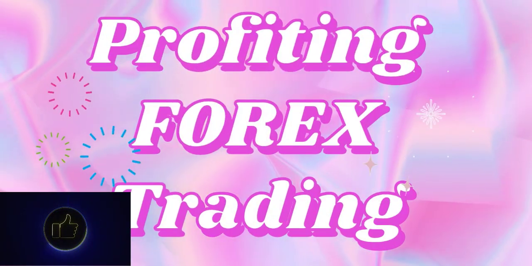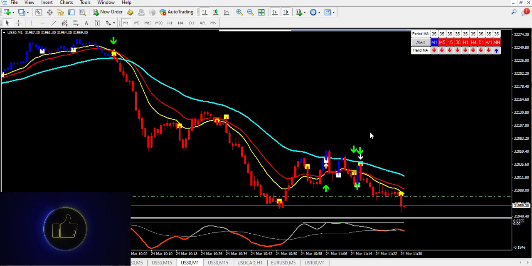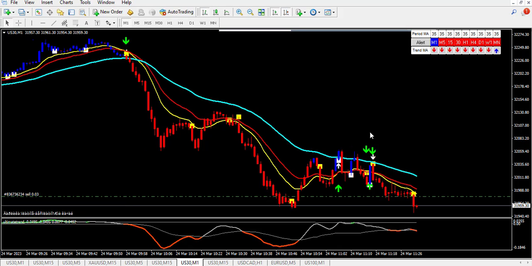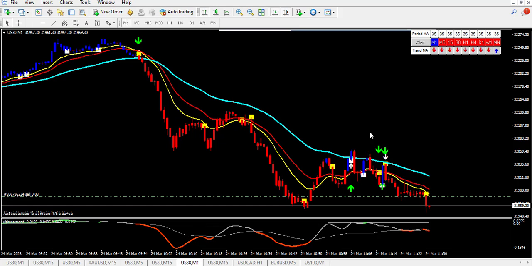Welcome to Profiting Forex Trading Strategy. I would like to show you this winning strategy for 1 minute scalping as a Forex strategy. This can be used on other time frames, but I've decided to use this on 1 minute for scalping. I'm going to show you this on US 30, on how to use this particular strategy.